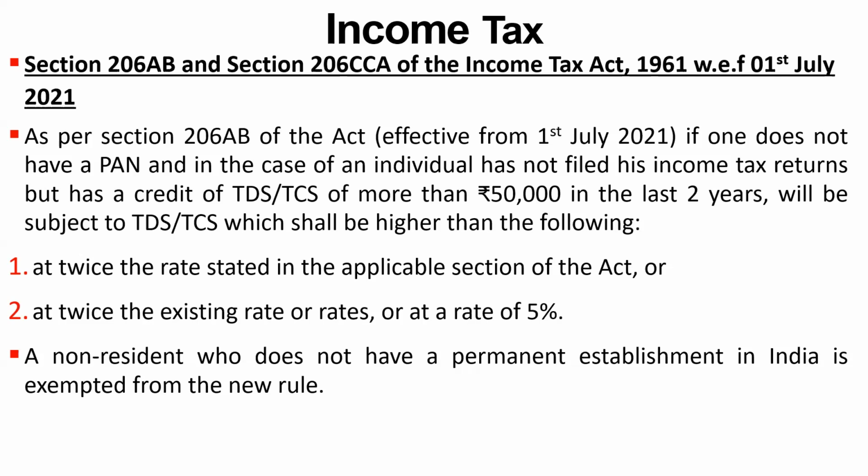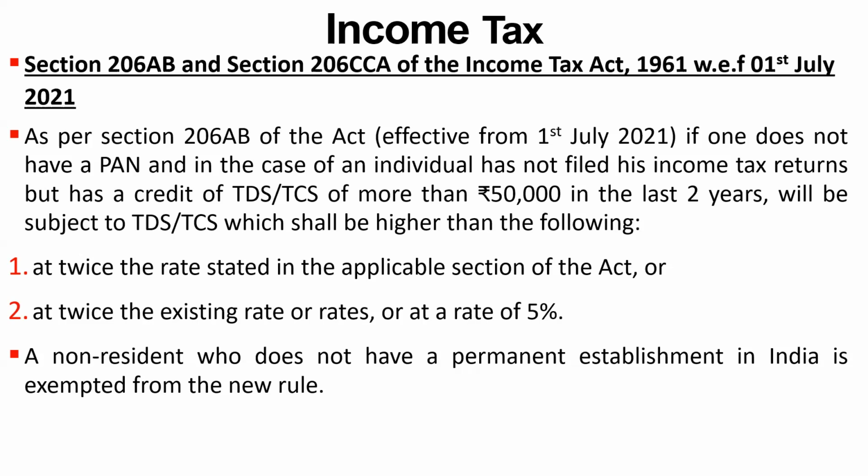A specified person means a person under watch. So in that case, the income tax department says, if you deal with a person who does not have PAN and has a TDS of 50,000, or he has a PAN but has not filed a return for the last 2 years, where he has a TDS of more than 50,000, then he will be subject to the higher TDS rate.